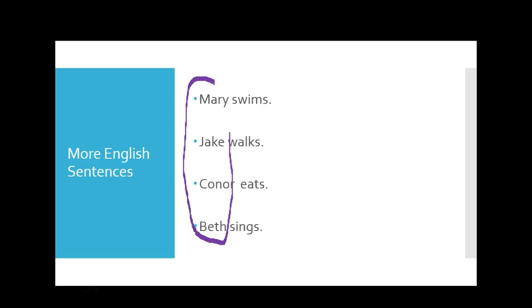Here's a list of English sentences. Mary swims, Jake walks, Connor eats, Beth sings. Each of these sentences has a noun and a verb. Did you notice anything else about the word order of our sentences? The noun always comes first. So first we introduce our character, and then we tell what the character is doing.